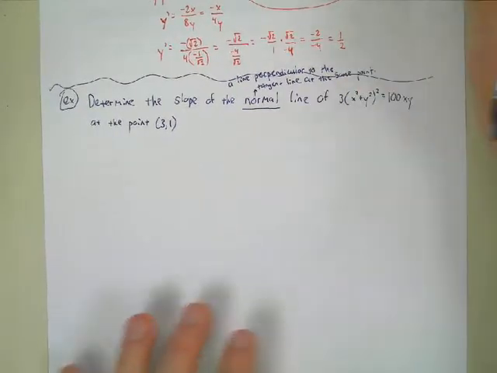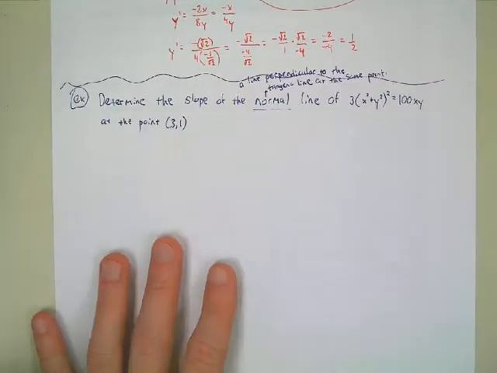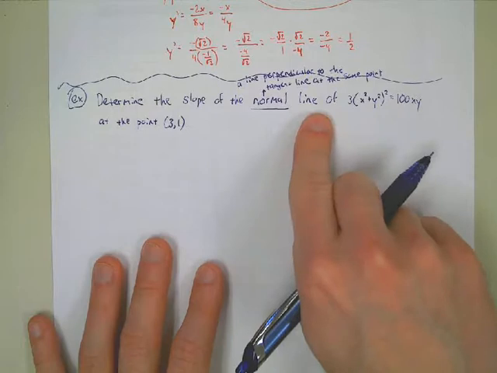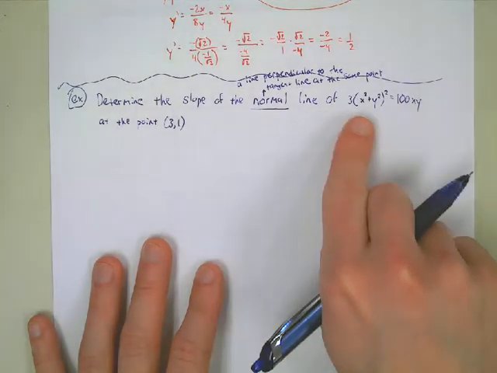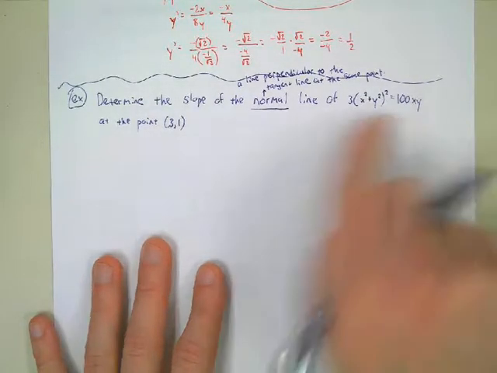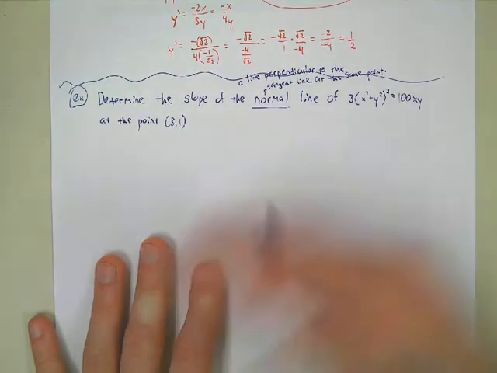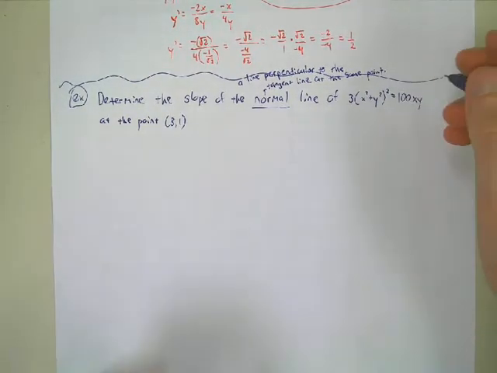How do you know what the product rule is? Product rule, product rule. What is that line? The normal line. There's a product rule here. We have to find the derivative of that. But how do you take the derivative? What is that? This is an equation relating x and y.